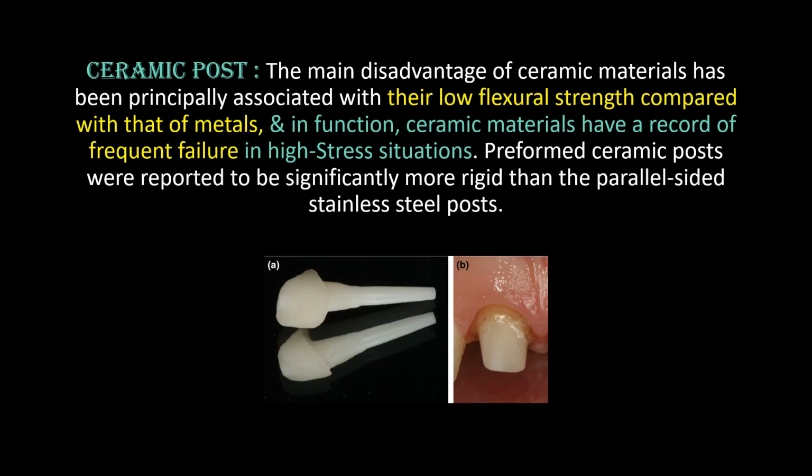Ceramic post. The main disadvantage of ceramic materials has been principally associated with their low flexural strength compared with that of metals, and in function, ceramic materials have a record of frequent failure in high-stress situations. Preformed ceramic posts were reported to be significantly more rigid than the parallel-sided stainless steel posts.